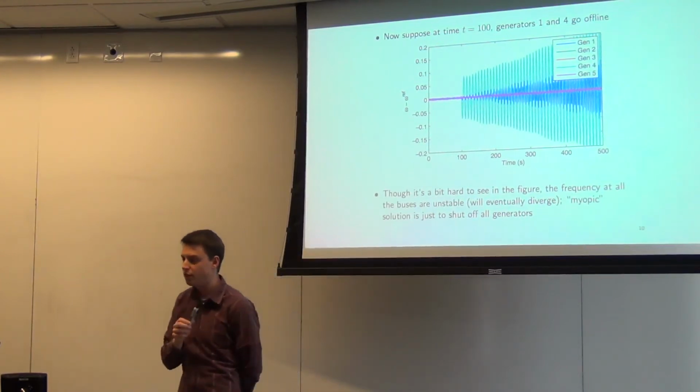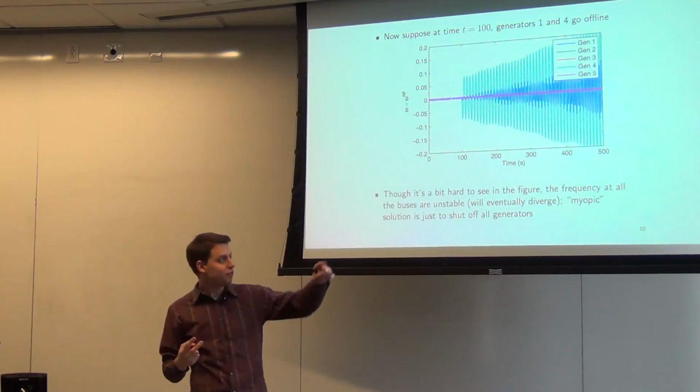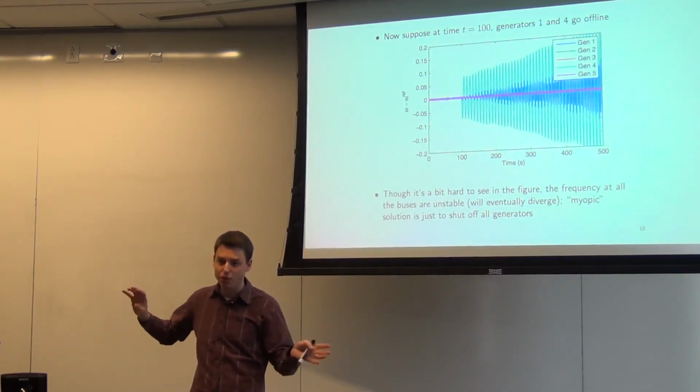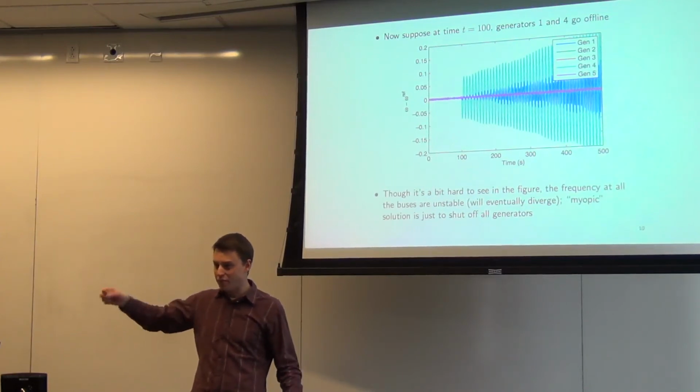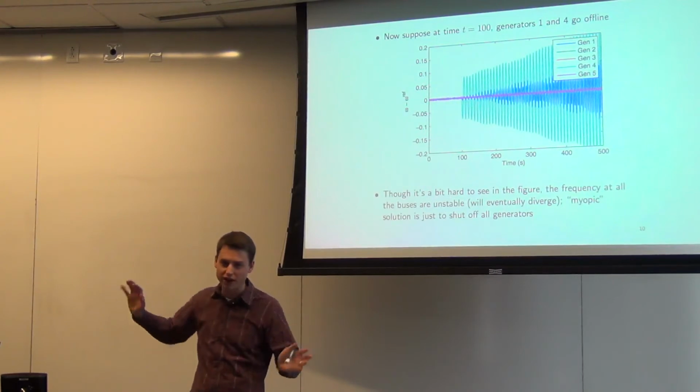The system is not just unstable for the 2 generators that went down. It's unstable everywhere. And so what will happen if you just let this go is that all the generators will just break. Physically, they would try to be turning too much and changing frequency too often, and their shafts would break.